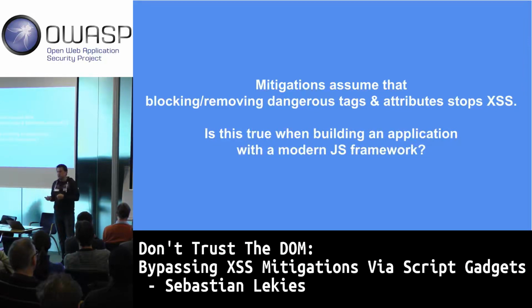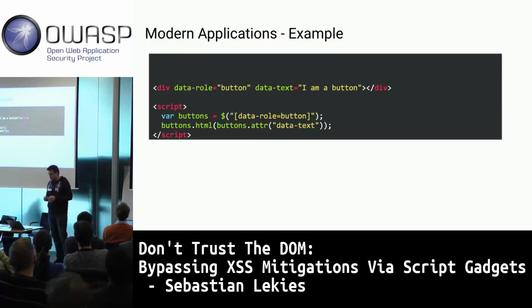And what we looked at is whether the basic assumption of all these mechanisms is true in a modern application that is built with modern JavaScript frameworks. And the very short answer is it's not true. It's wrong. And in the next 30 to 40 minutes, I will explain why it's wrong. So let's look at how a modern web application works.